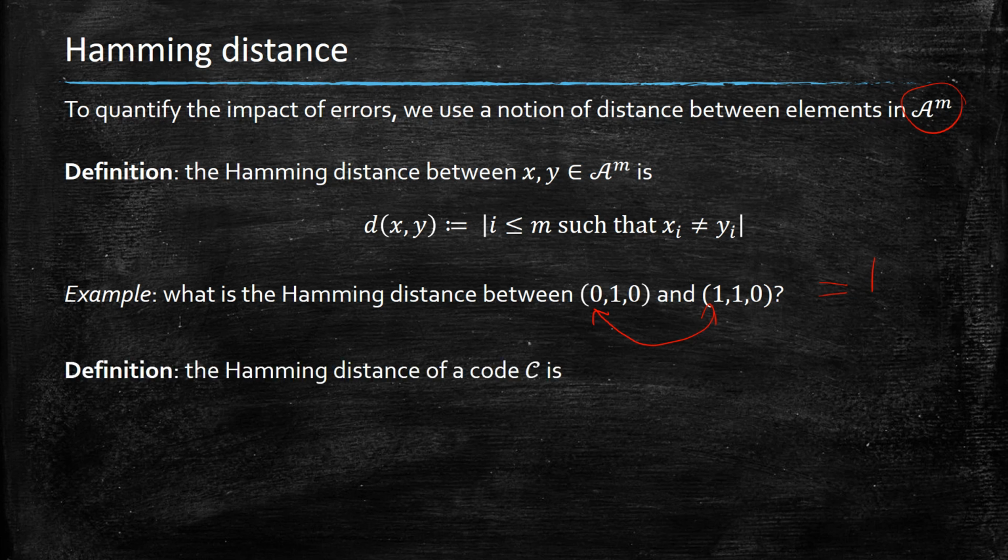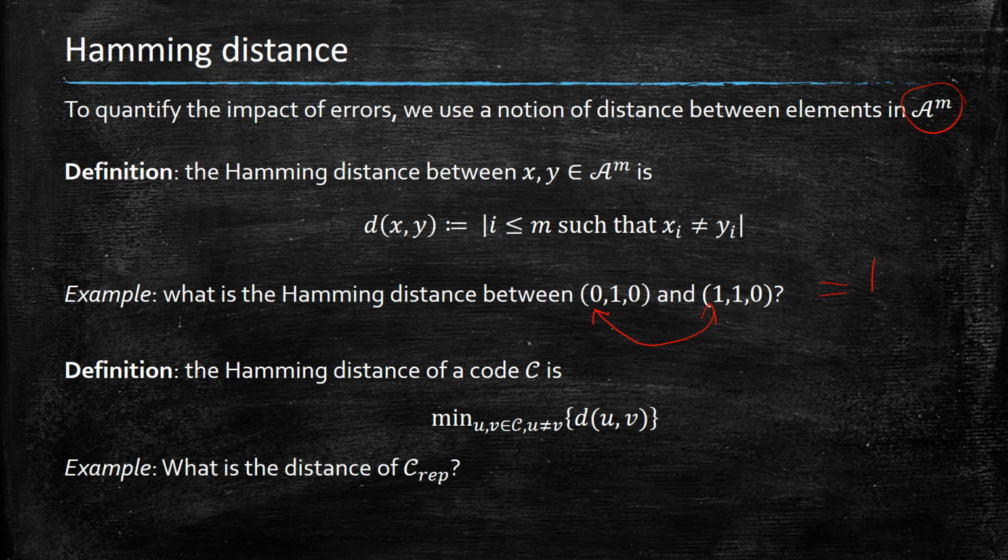And now the code itself can have a Hamming distance. That's a very important property to quantify our ability to correct and detect transmission errors. We define it as the minimum, for all u and v in C where u is different from v, of the distance between u and v. Of course, the distance between u and u is 0, but that doesn't count. So u and v have to be different.